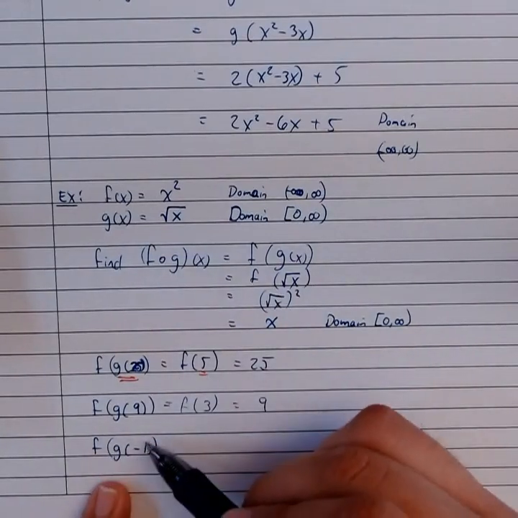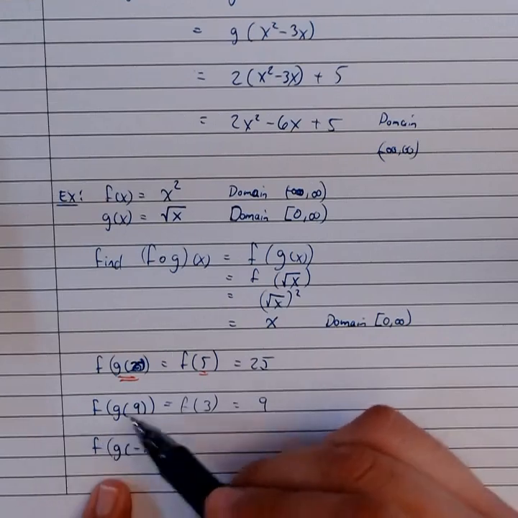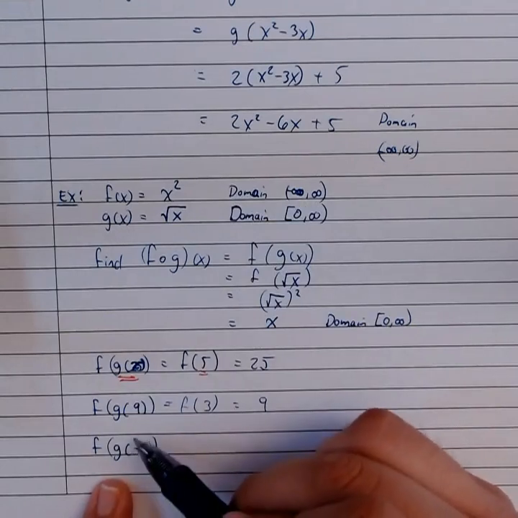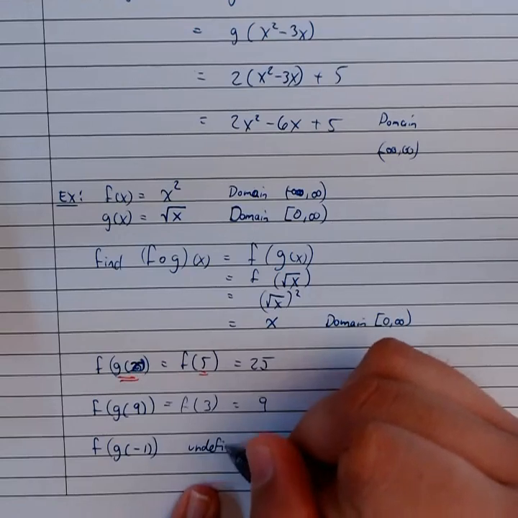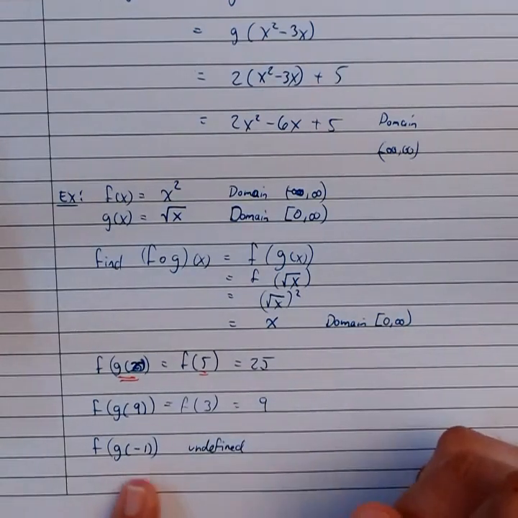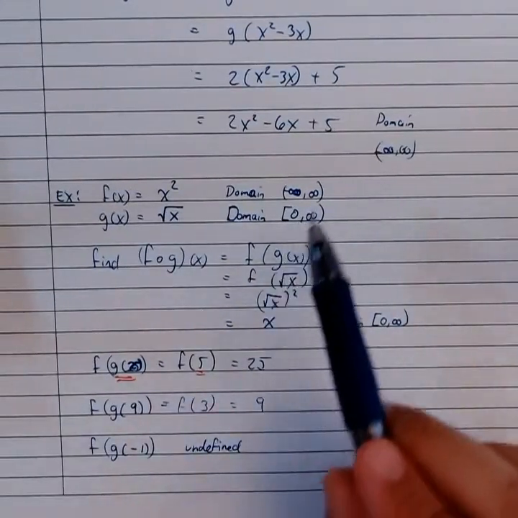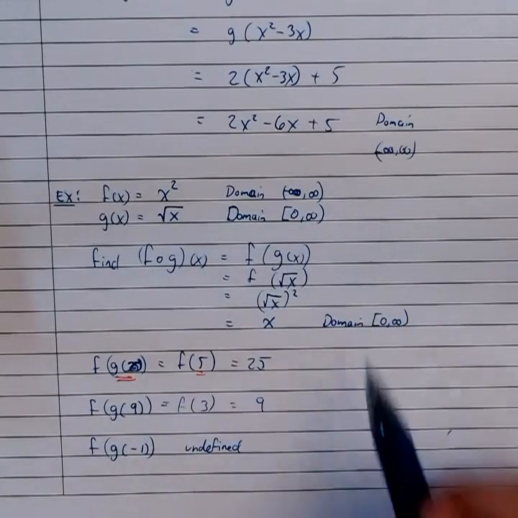Oh, but if it's undefined here, well, then I don't get an answer to plug into f. F is perfectly happy to accept any number, but g doesn't even give a number for me to plug into f. So here, this one would be undefined. Not because f had a problem, but because g didn't provide any answer. I couldn't find g of minus 1, which means there was nothing to plug into f. So here, this restriction causes this composition to have a restricted domain.